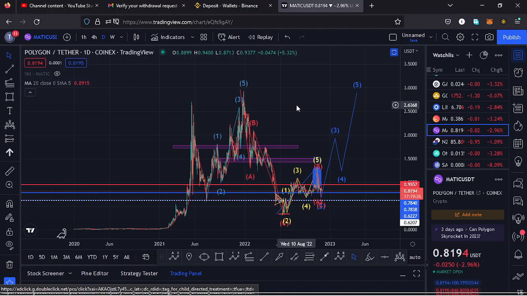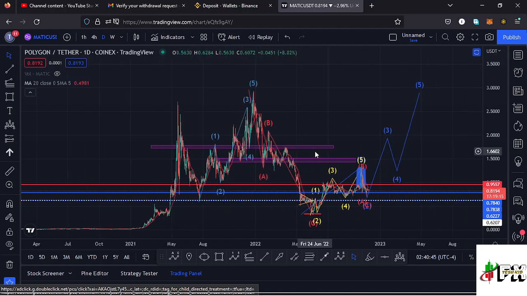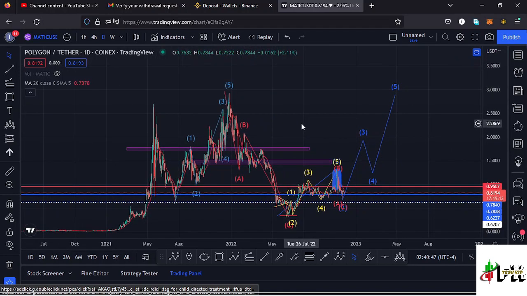I'll be giving you a price prediction update on Polygon Matic, whose current price stands at the $0.8194 mark, and here on TradingView the market is down by 2.96%. In this video I want to give you the key scenarios that I expect to play out, basing my analysis on the Elliott wave structures, the Fibonaccis, and also the key areas of support and resistance.